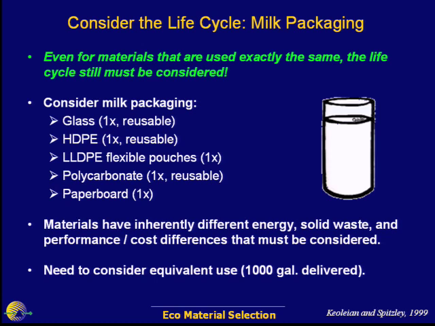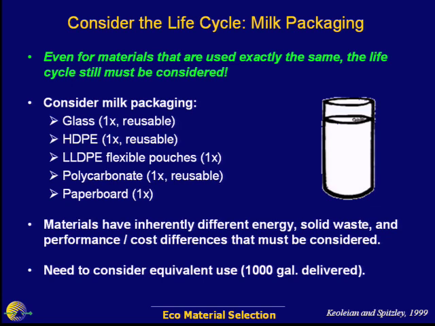Some of these can be reused, the glass, the high-density polyethylene, and the polycarbonate, but that also affects the design. So you need a more sturdy design so that the milk packaging can withstand cleaning, transportation, and multiple uses without breaking or becoming damaged. Materials have inherently different energy and solid waste performance or emissions. And we could talk about cost and performance.